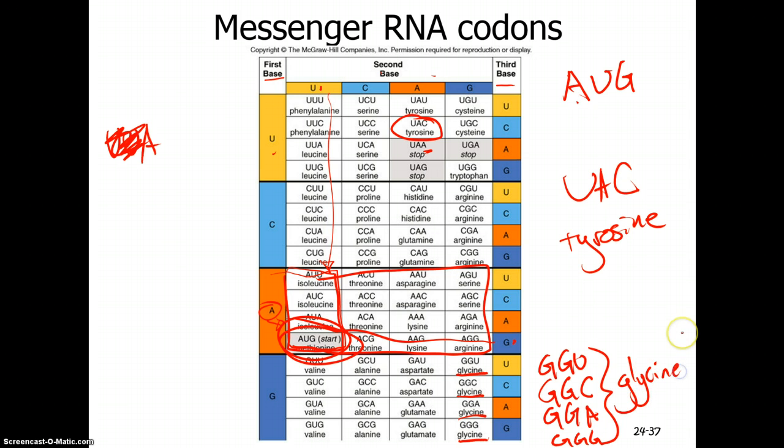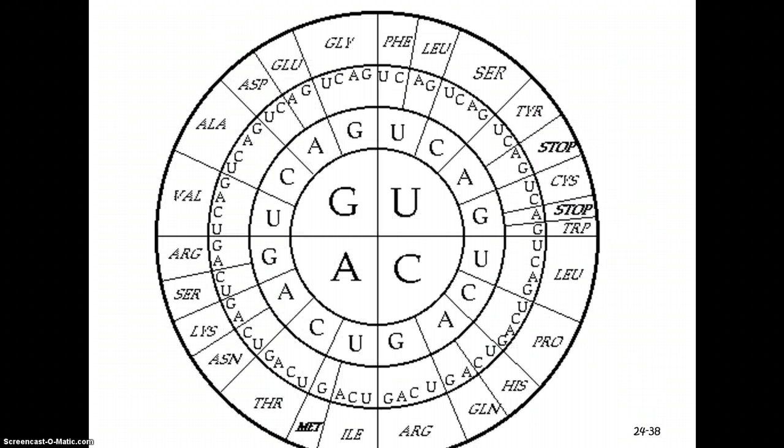Okay, so that's going back to what we were talking about, that redundant code, is that by having these multiple ways to code for the amino acid glycine, if one of these in an mRNA gets messed up, let's say that one, you still have 3 different ways that you can still get glycine.